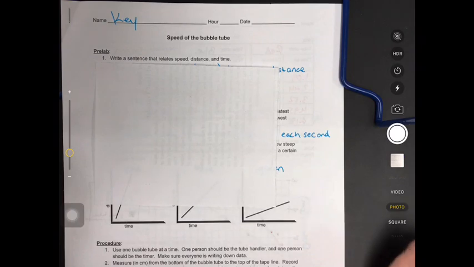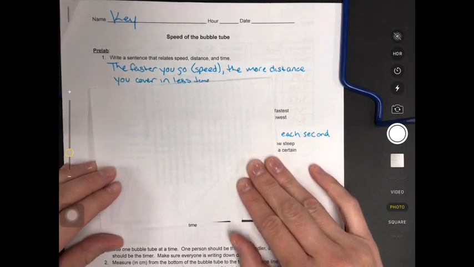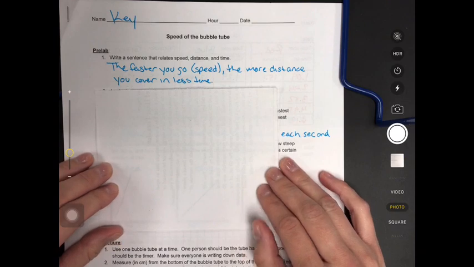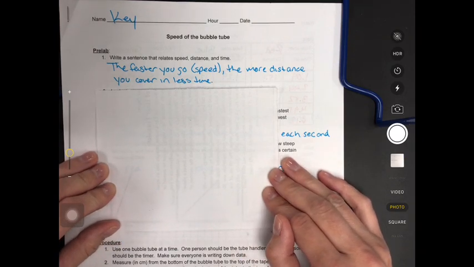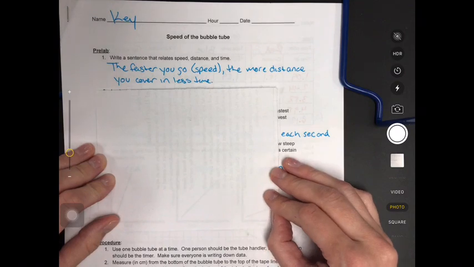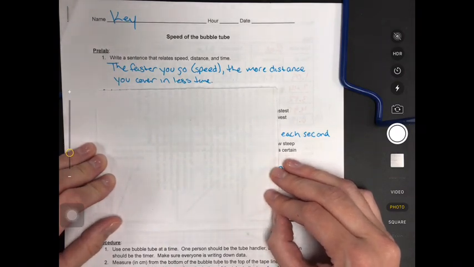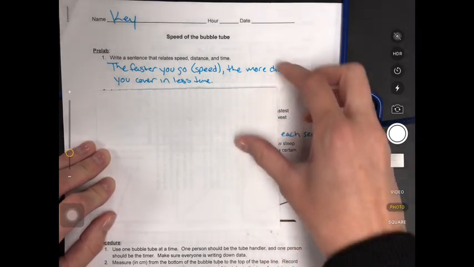So first we're gonna start with the pre-lab, even though we may have gone over this together in class. The first question says, write a sentence that relates speed, distance, and time. This is a question that you also had in those intro motion questions. Here's mine: the faster you go, so the more speed you have, the more distance you cover in less time. You could write a couple different versions of this. You could say, however much distance you cover in so much time tells you your speed.